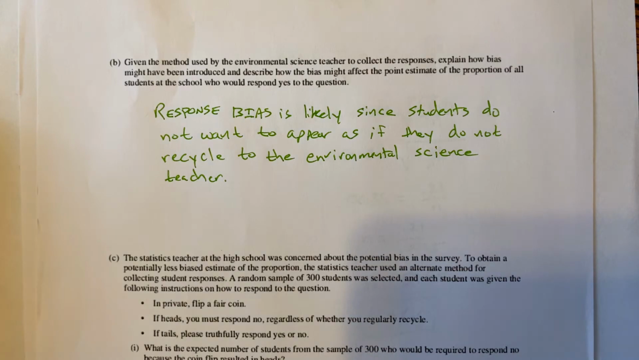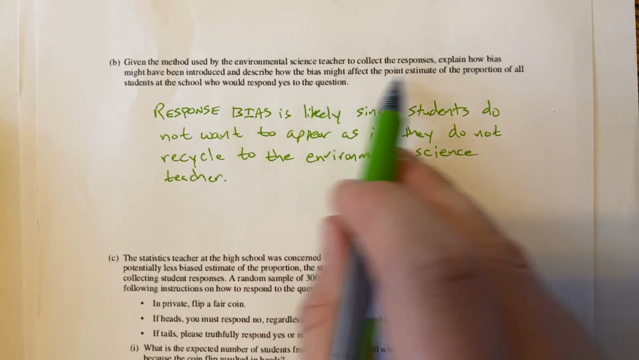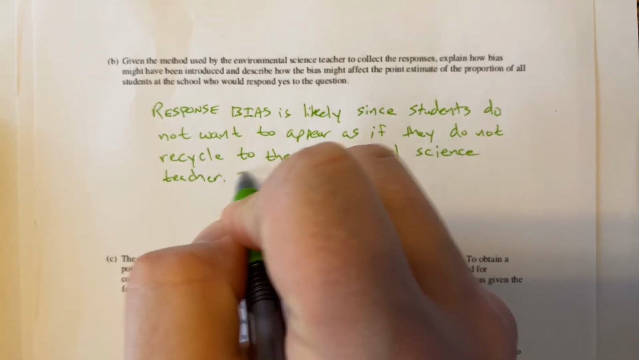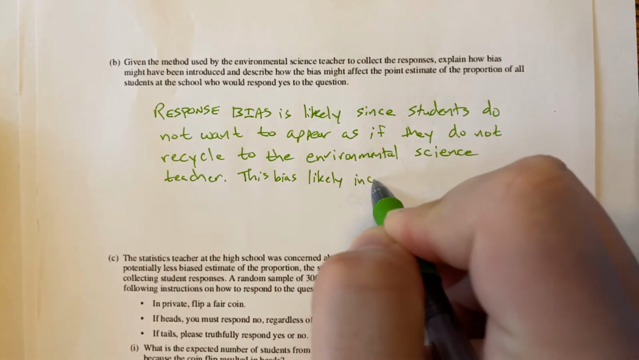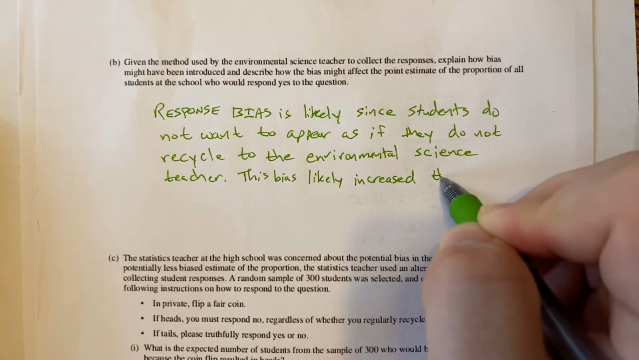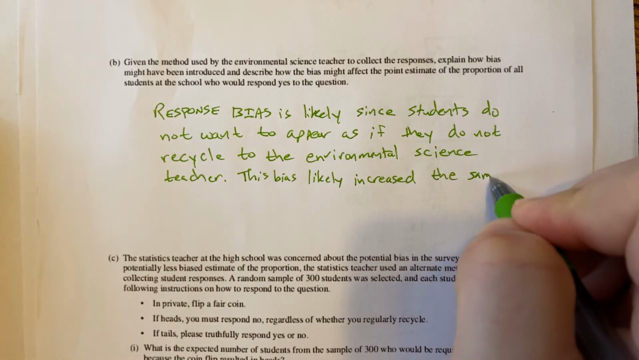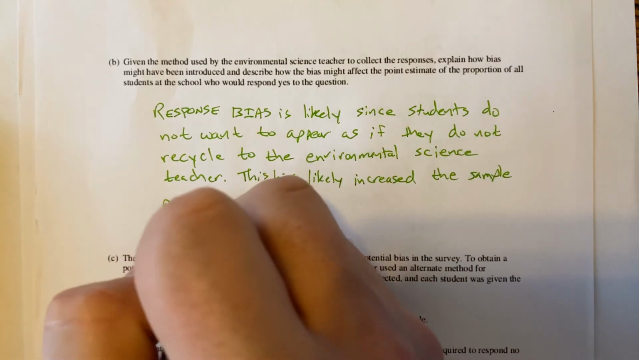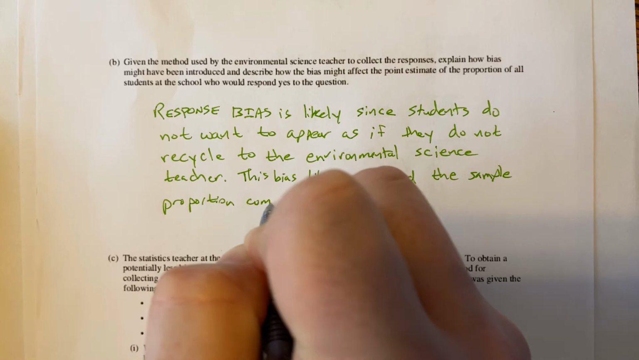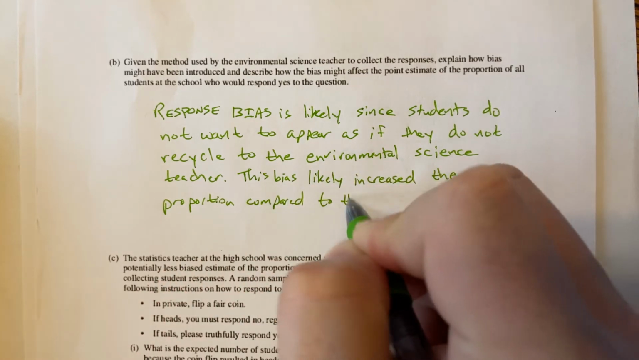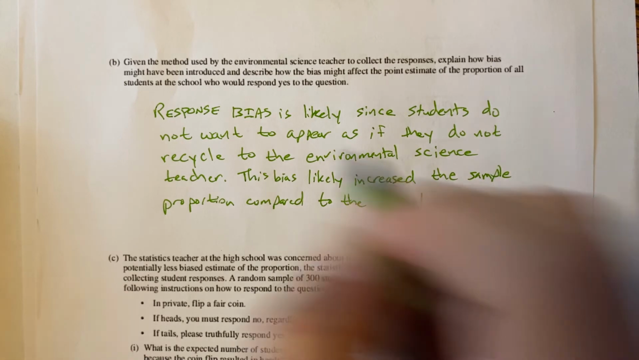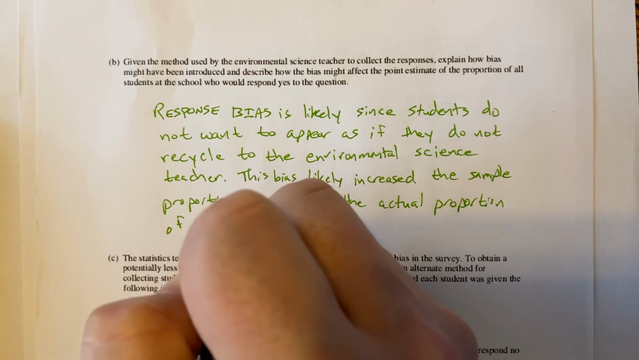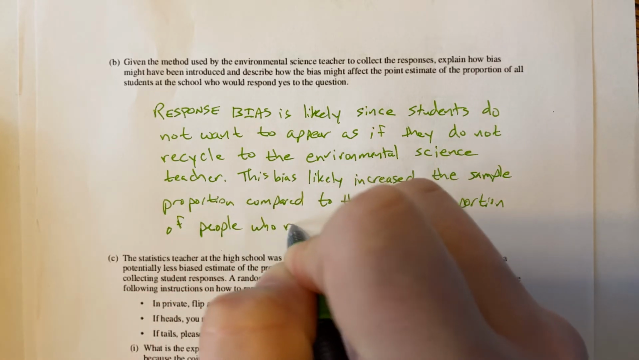So what this would have done is the 0.7 that this science teacher got was probably a high estimate, and that's part of this question too. How might it affect the point estimate? This bias likely increased the sample proportion compared to the actual proportion of people who regularly recycle.